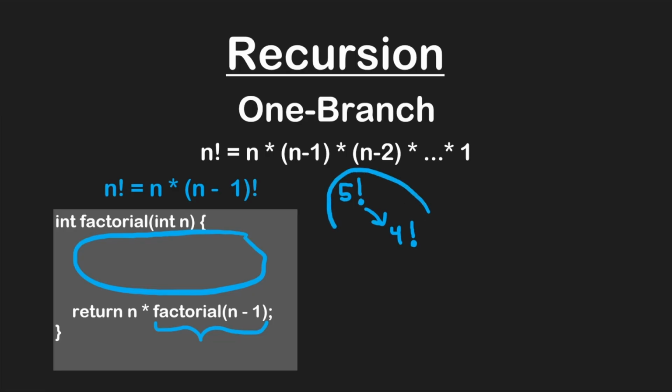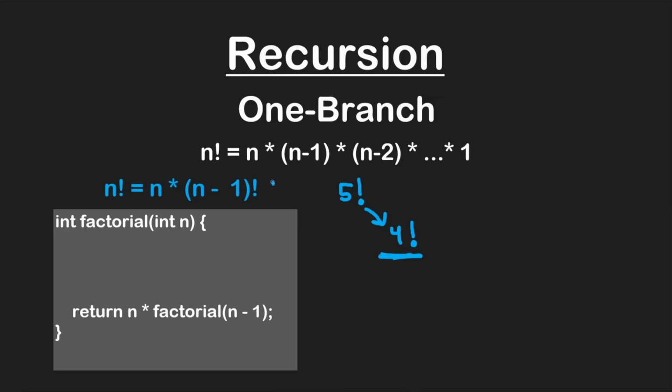So let's continue with this and see what happens as we continue to solve the subproblem. So we have 4 factorial. Well, again, we know that's equivalent to 4 times 4 minus 1 factorial. So we want to compute the subproblem 3 factorial before we have 4 factorial. But the same applies for 3 factorial. It's equivalent to 3 times 3 minus 1 factorial, which is 2 factorial. So let's compute that. And again, same applies to 2. It's equivalent to 2 times 2 minus 1 factorial, which is 1 factorial.